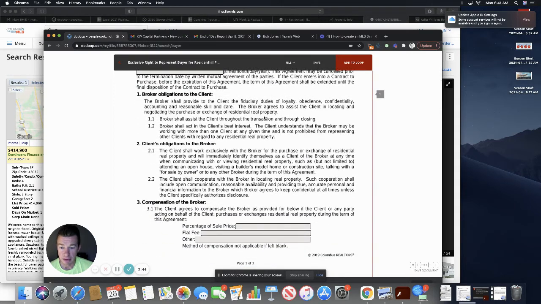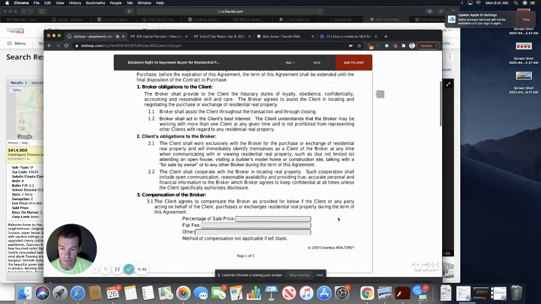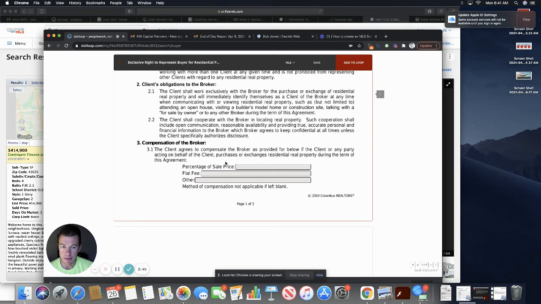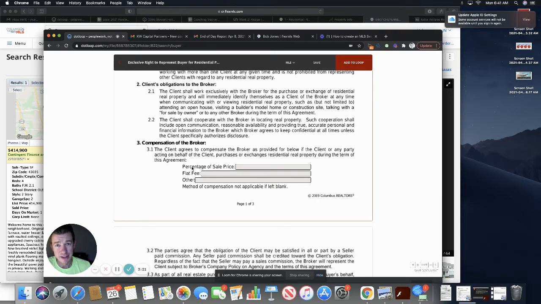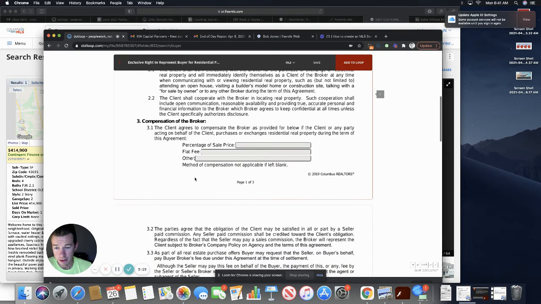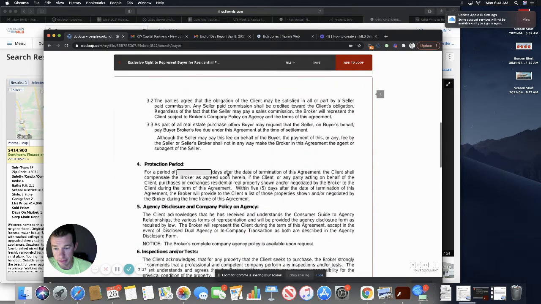Then it spells out how this is going to work. This piece here, again, these are things that you can fill out or just leave. It's really up to you, but flat fee we don't typically do. Percentage of sales price is typically 3%, but you can't guarantee anything in this market. We're gonna skip all this.